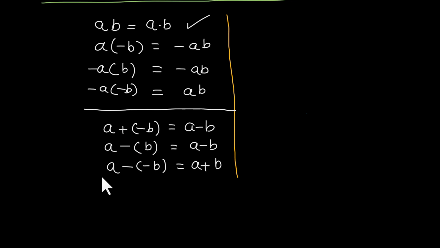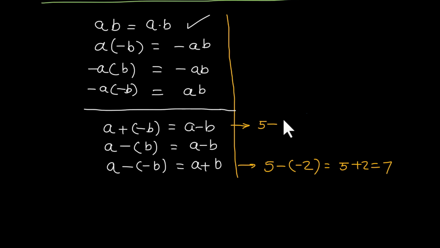Now let's do some numeric examples. For example, 5 minus minus 2 is not 10. We're actually subtracting negative 2 from 5. So just distribute the negative signs. 5 plus 2 equals 7.